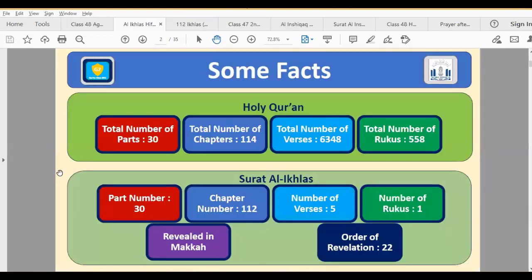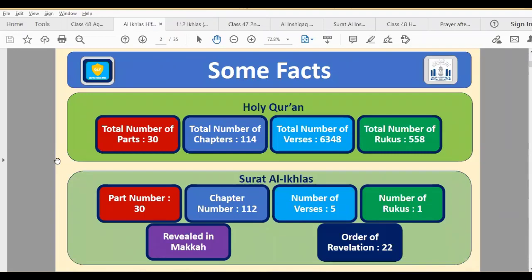Okay. So some facts about this surah. This is chapter number 112 of the Holy Quran. It has a total of 5 verses, this surah, and only 1 ruku. Okay, so the whole of the 5 verses make up 1 ruku.